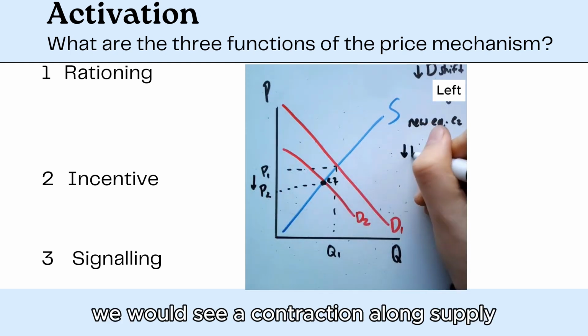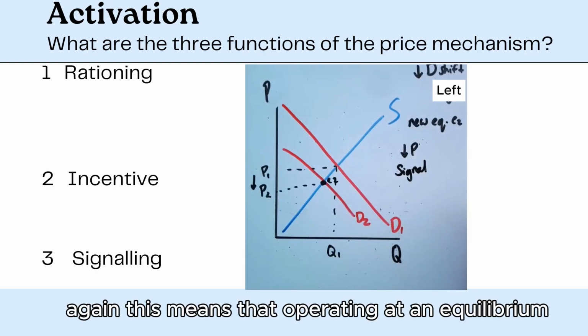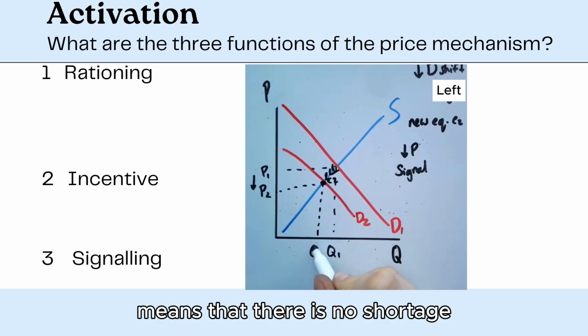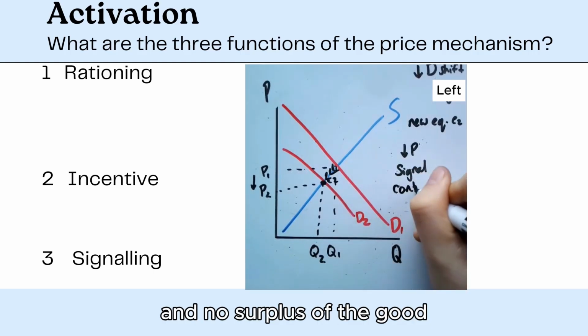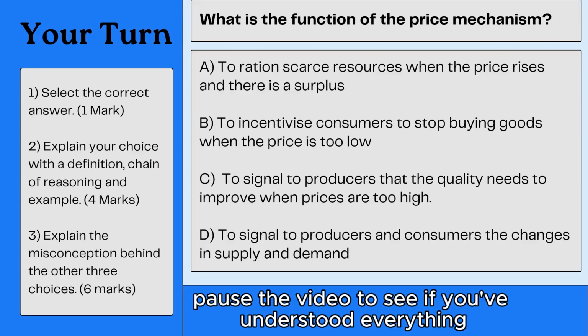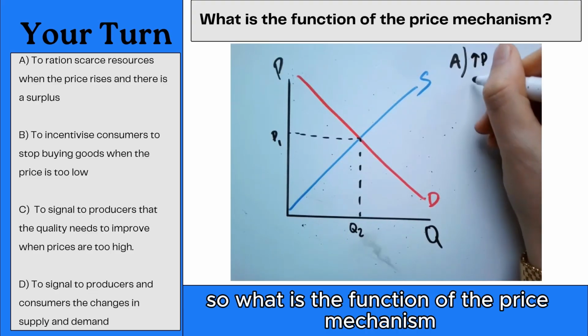We would see a contraction along supply and a fall in quantity supplied. Again, this means that operating at an equilibrium means that there is no shortage and no surplus of the good. We are allocatively efficient. Pause the video to see if you've understood everything I've taught you so far. So what is the function of the price mechanism?